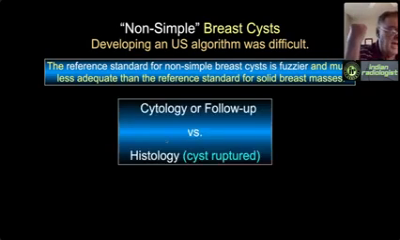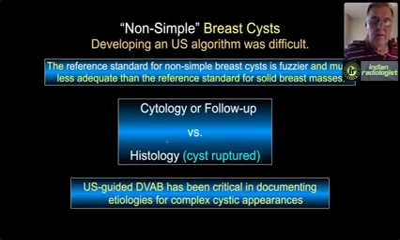With solid masses, we do core biopsy or surgical biopsy with histology. With non-simple breast cysts, the traditional way of following them was either aspiration with fluid cytology or short interval follow-up. Those tended to be poor reference standards because there are too many false positives and false negatives with fluid cytology. And if you use follow-up, a lot of these cysts go away, and a lot of people don't even bother to come back, so follow-up tends not to be very good.